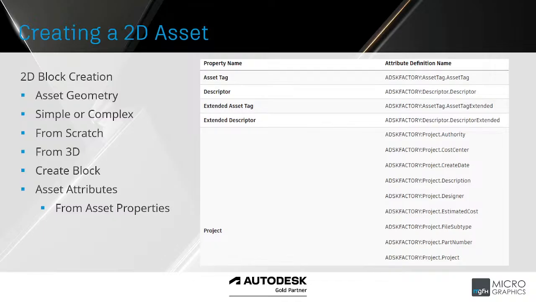That could be things like the description of the asset. It could be a revision or part number. There's an asset tag, a descriptor. These can all be included in the block as attributes. And there is also the ability to create custom attributes. So any attributes that you have within the block already can be converted to custom attributes so that custom properties can then populate those attributes.